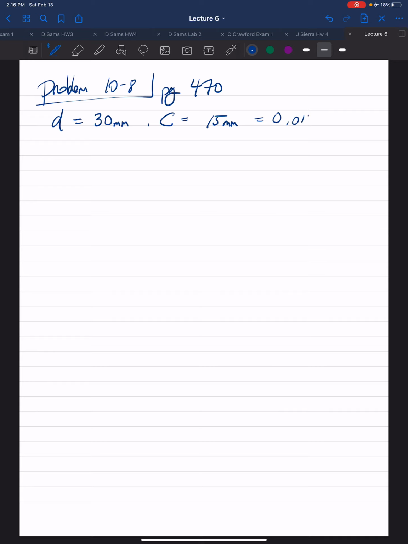Let's take a look at another problem. Look at problem 10-8. This is page 470 in your text. Here we have a solid 30 millimeter diameter shaft. So this is 30 millimeters. So our C is 15 millimeters, which is equal to 0.015 meters. It is used to transmit the torques applied to the gears. Determine the absolute maximum shear stress in the shaft. So this is similar to the problem we just worked.